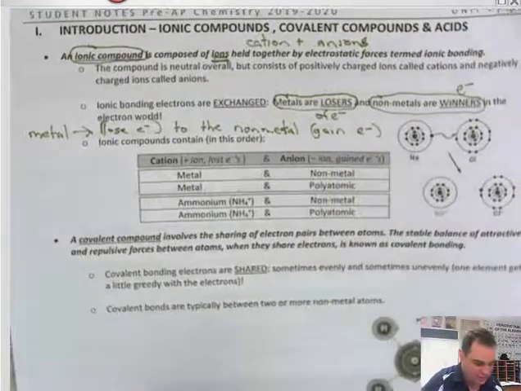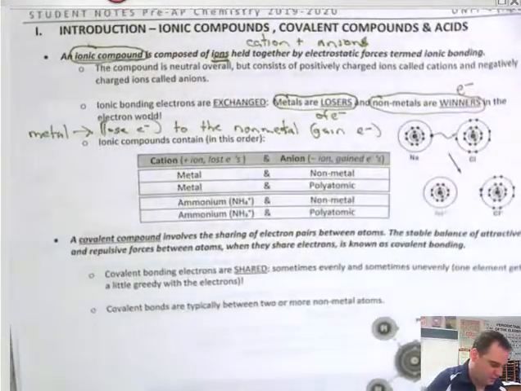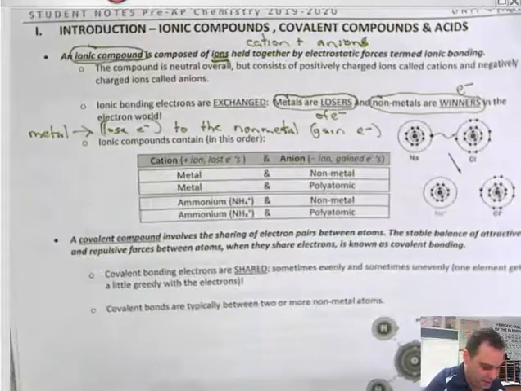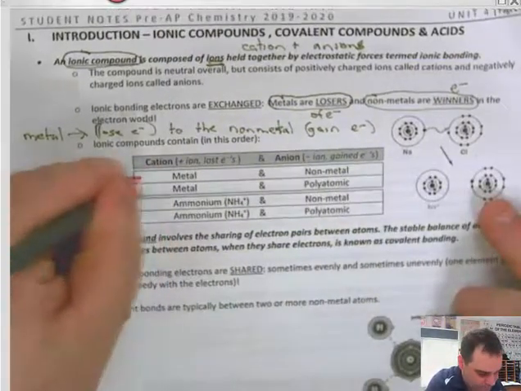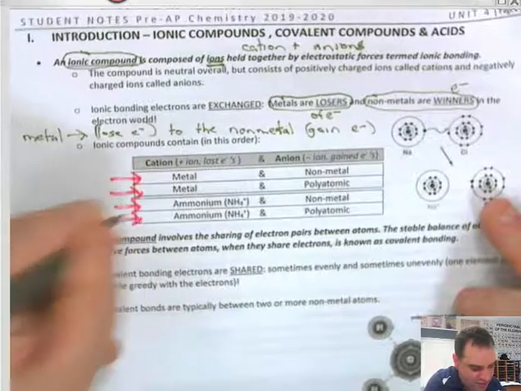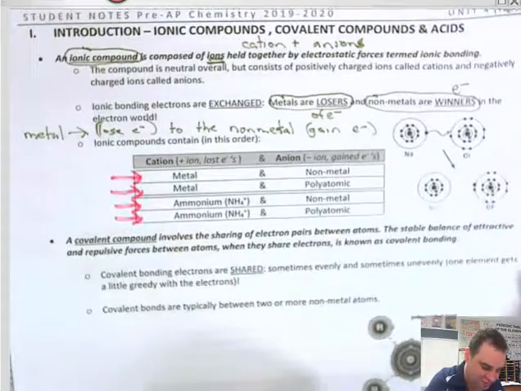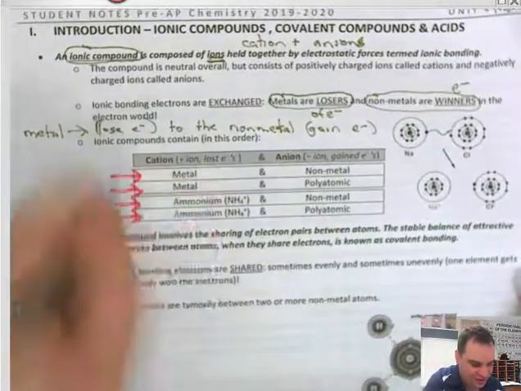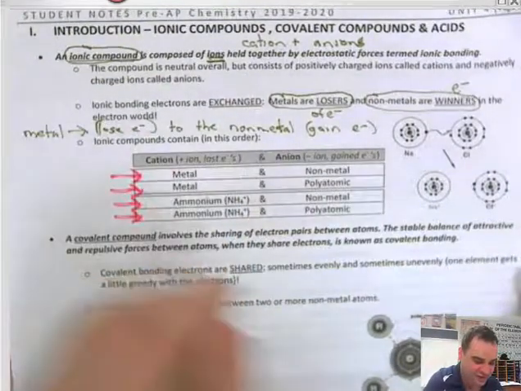The formulas you are looking for here: you are looking for a metal ion or ammonium. Remember, ammonium is one of those polyatomic ions. It's NH4+. If you see that at the beginning of your compound, it is ionic.